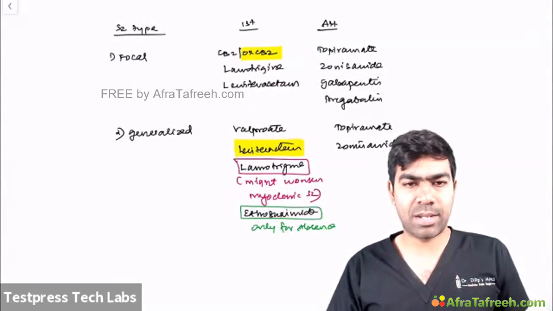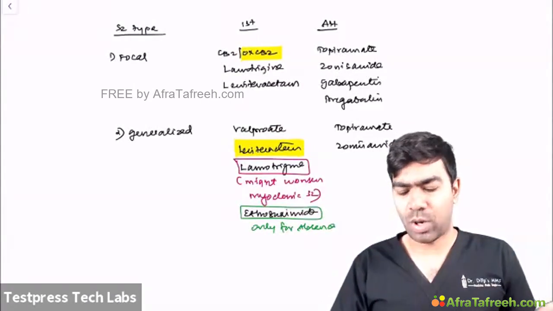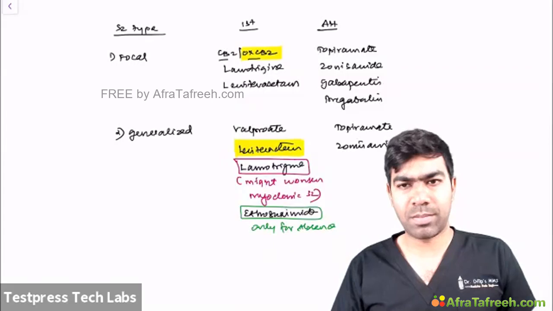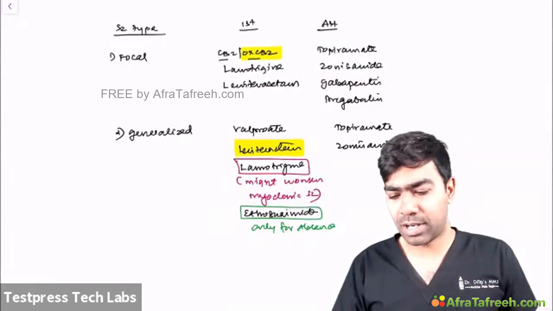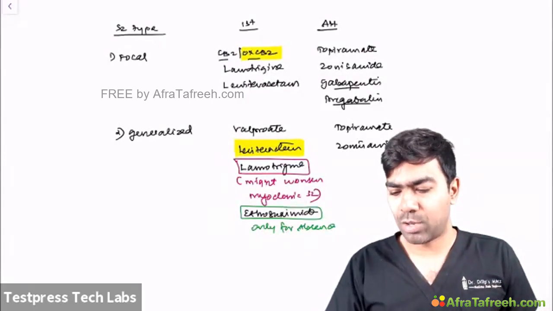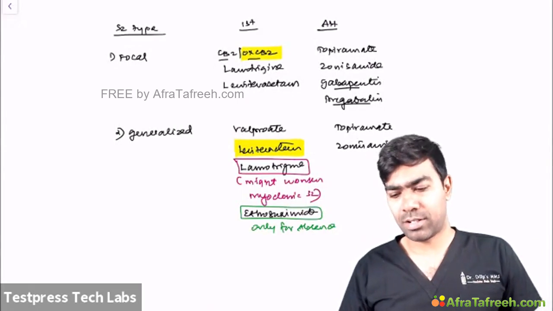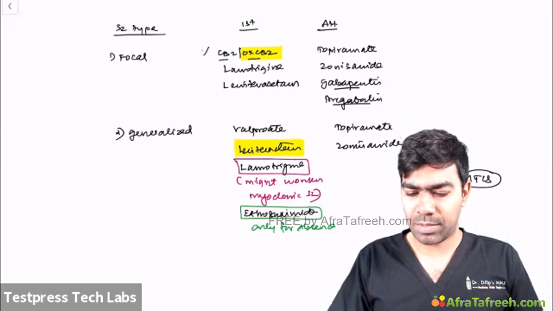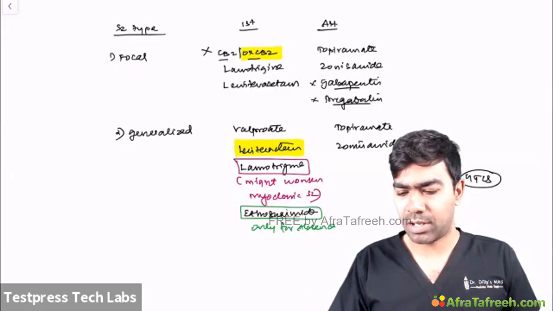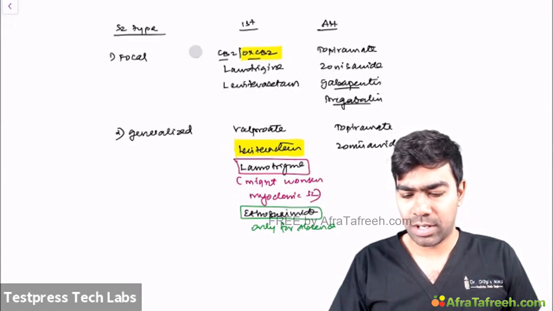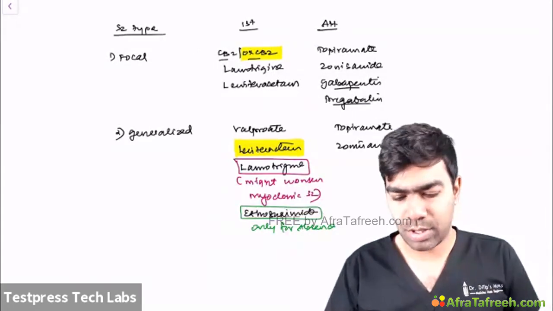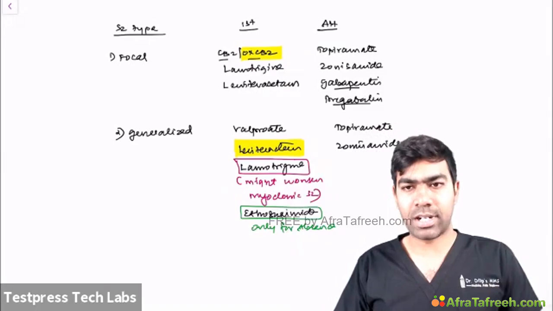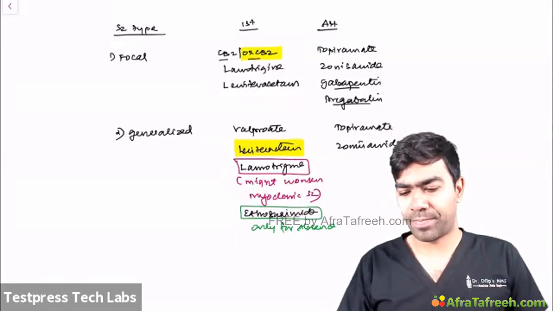As far as generalized seizures are concerned, I'll be avoiding carbamazepine and oxcarbazepine, which can worsen the GTCS. Pregabalin and gabapentin are also better avoided in a generalized seizure, especially GTCS. Carbamazepine, oxcarbazepine, gabapentin and pregabalin might worsen generalized tonic-clonic seizures according to the studies, so don't use those drugs in generalized seizures. It's better to avoid them.